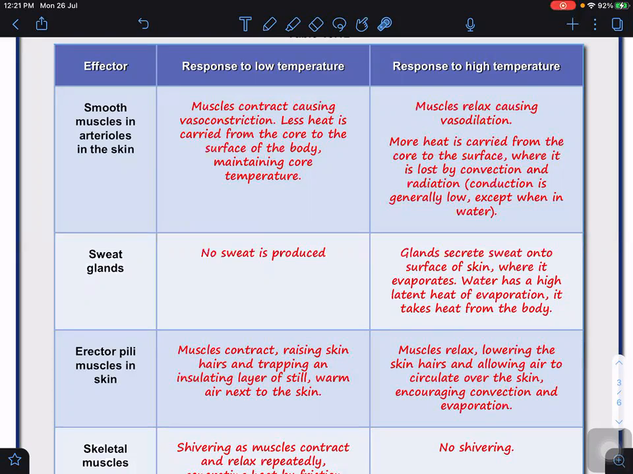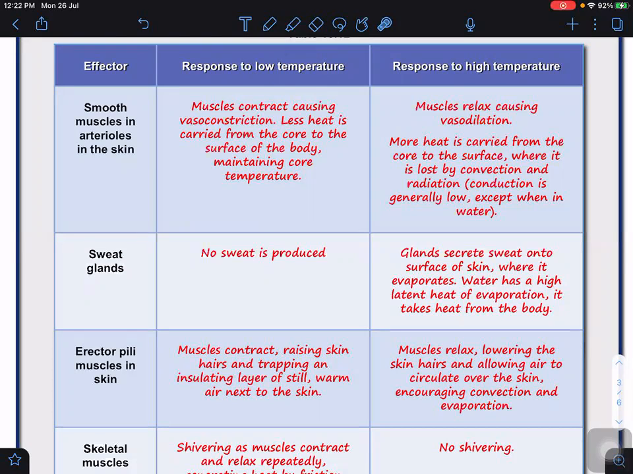Therefore, you can lose the heat by convection and radiation. Conduction is generally low, except when inside water. Are you clear? So evaporation takes place, and therefore we will be able to reduce our core body temperature. So you can see that at low temperature, people tend to be a bit pale in color, right? Pale in color. Why? Less blood actually moves to our skin.